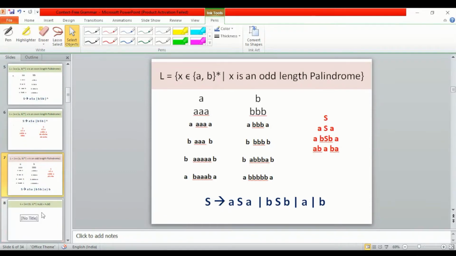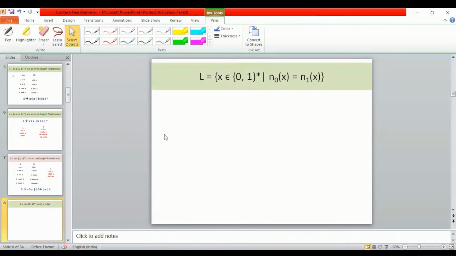Okay, so now let us do more interesting examples. So now we have a new language. X belongs to {0, 1}*. Now our input alphabet is 0 and 1. The number of zeros in the string X is equal to the number of ones in the string X. We want to generate a grammar for this. So now let us see some examples. Null is a valid string. Yes, because it has an equal number of zeros and ones.